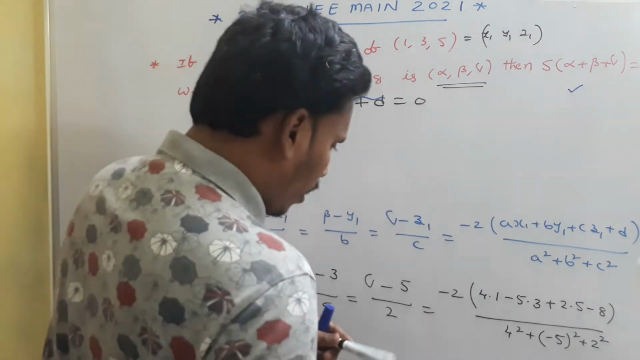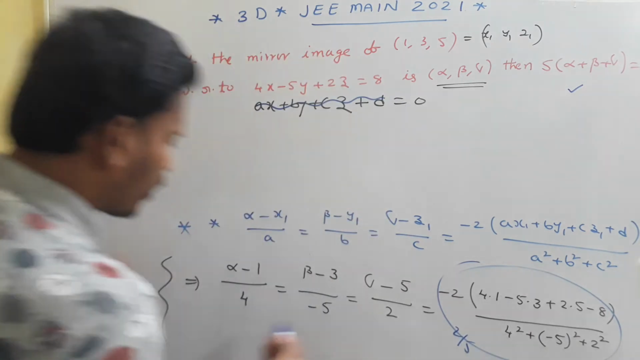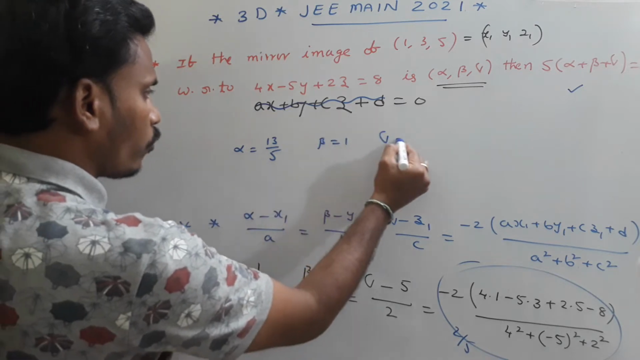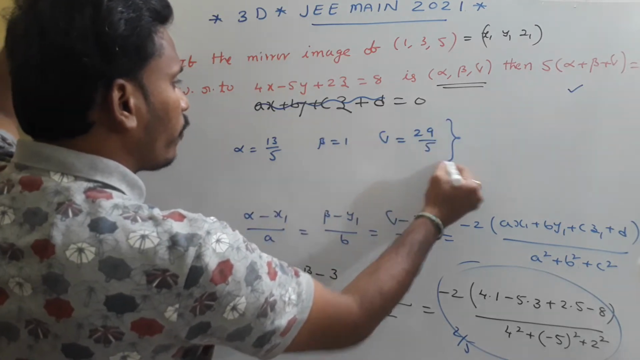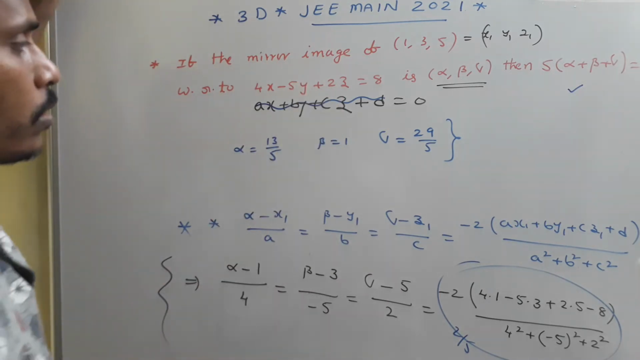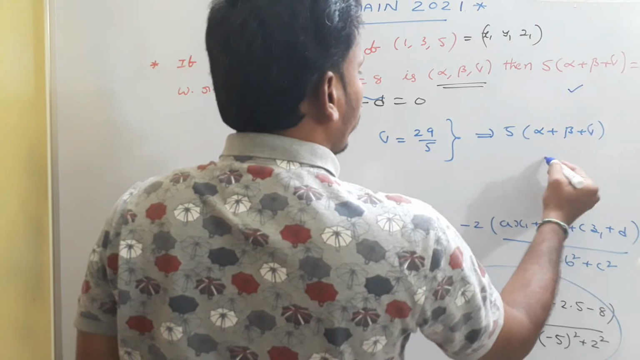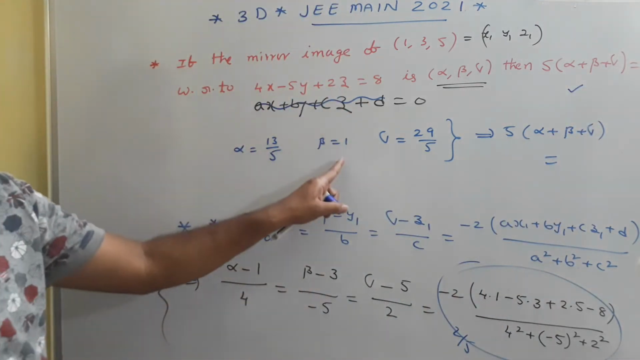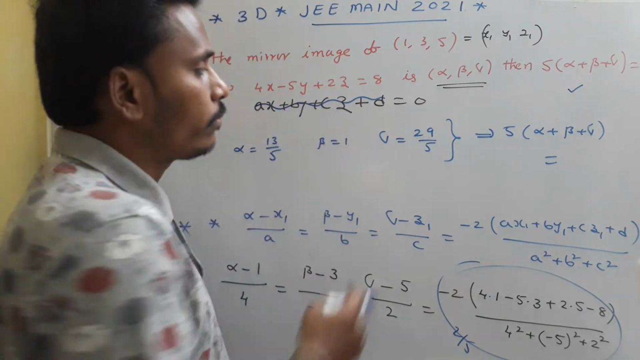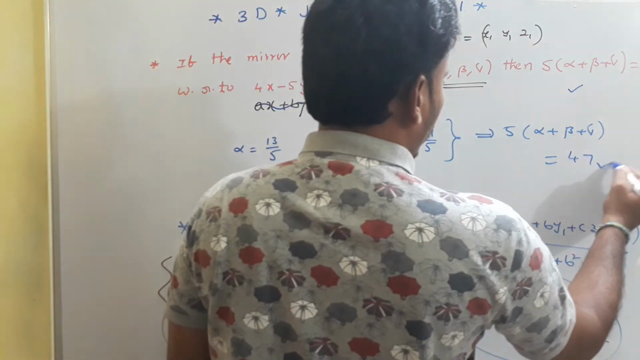Okay, on simplification we will get this value as 2/5, right? If this is 2/5, then equating correspondingly, we will get alpha equals 13/5, beta equals 1, gamma equals 29/5. Okay, so from here we need to find 5 times of alpha plus beta plus gamma, right? That is what they asked, so we can write the 1 as 5/5. So adding the numerators, 13 plus 5 is 18, and 18 plus 29 is 47. So this is the answer.